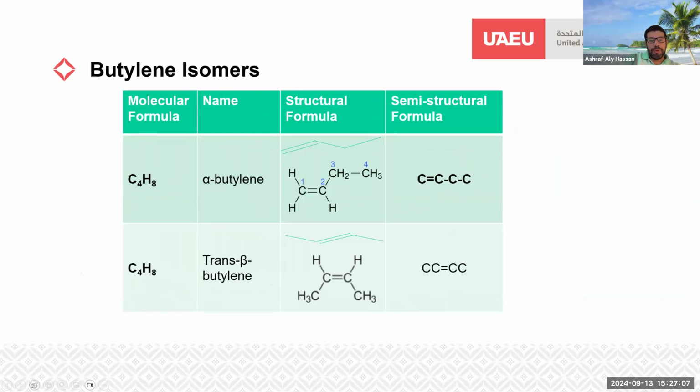Other butylene isomers include alpha butylene, trans beta butylene.